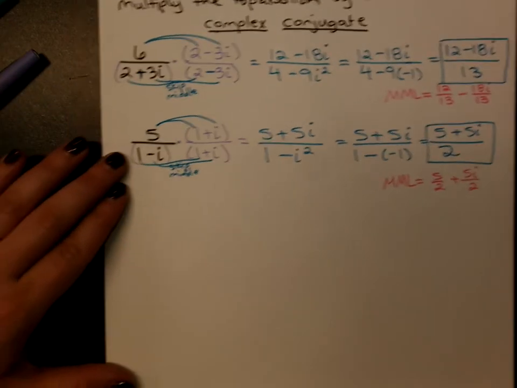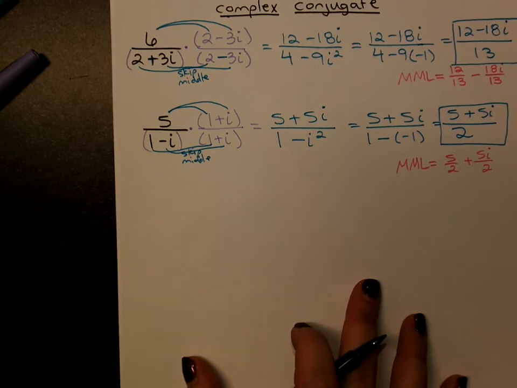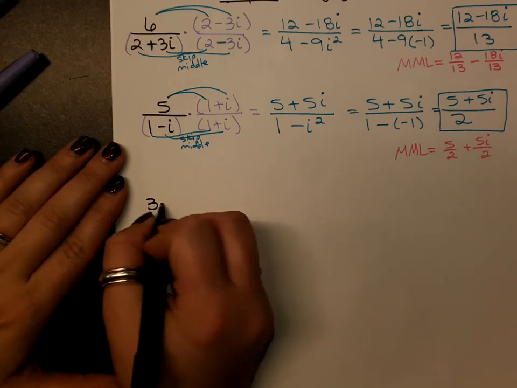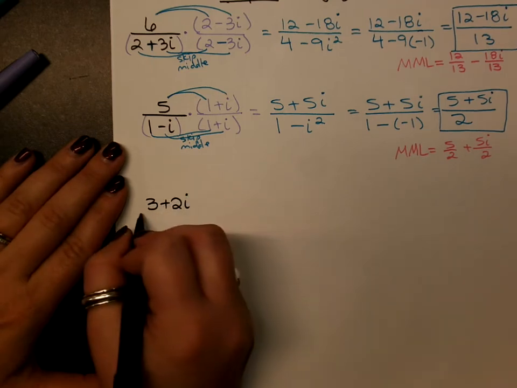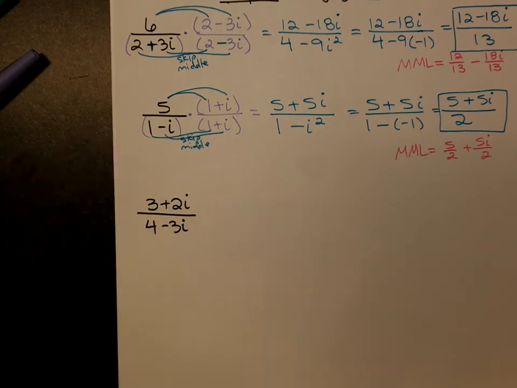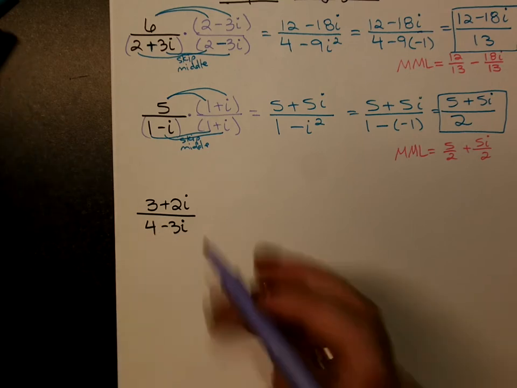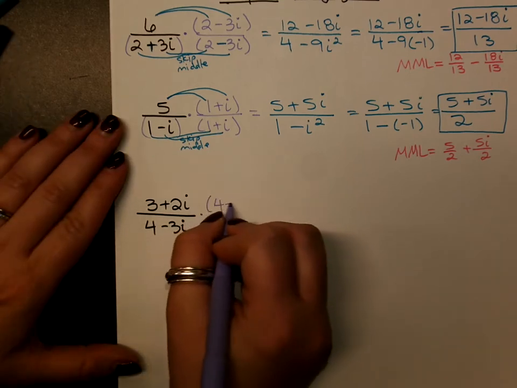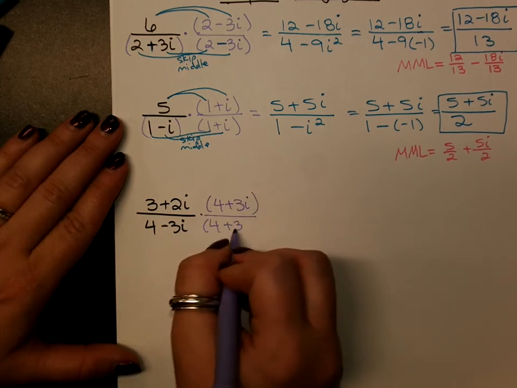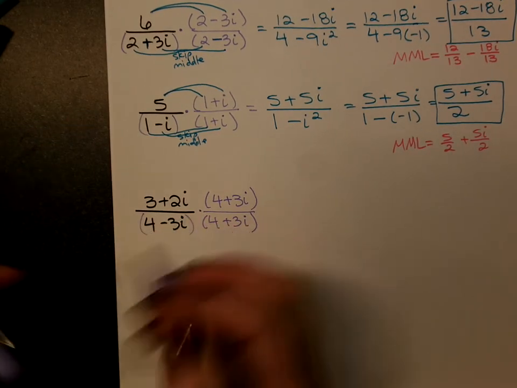Alright, let's try this a couple more times. The video might cut me off. It automatically stops at about 25 or 26 minutes, so if it cuts me off, I do apologize. This is 3 plus 2i over 4 minus 3i. Same idea. We multiply by the conjugate of the denominator. So we're going to multiply by 4 plus 3i over 4 plus 3i. And I always put parentheses around everybody.